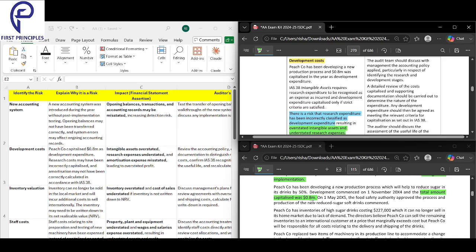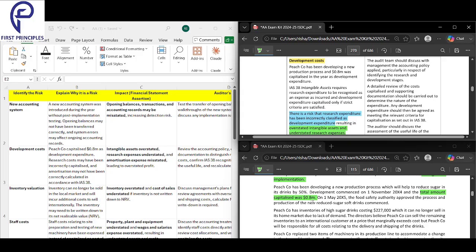Why? Because some expenses should not have been capitalized. Why have you capitalized them? What they have done is that all expenses they have capitalized.